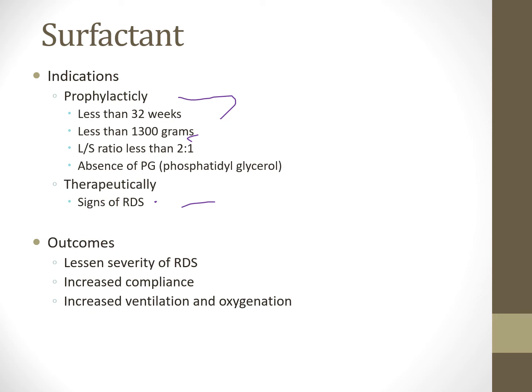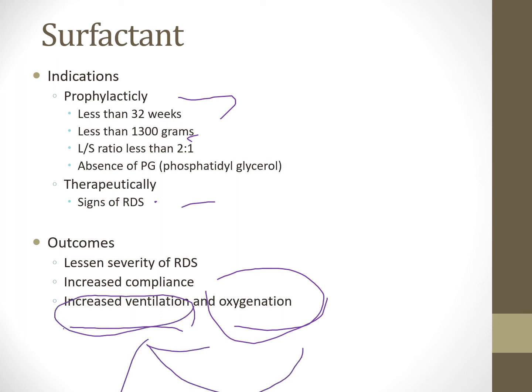The outcomes from surfactant replacement therapy, which we talked about earlier in the course, usually lessen the severity of RDS and increase compliance. As compliance increases, you should have better ventilation, and you should have a much easier time oxygenating, especially if you're ventilating better. You see how these are related. You can usually oxygenate better once you ventilate better. Go figure.